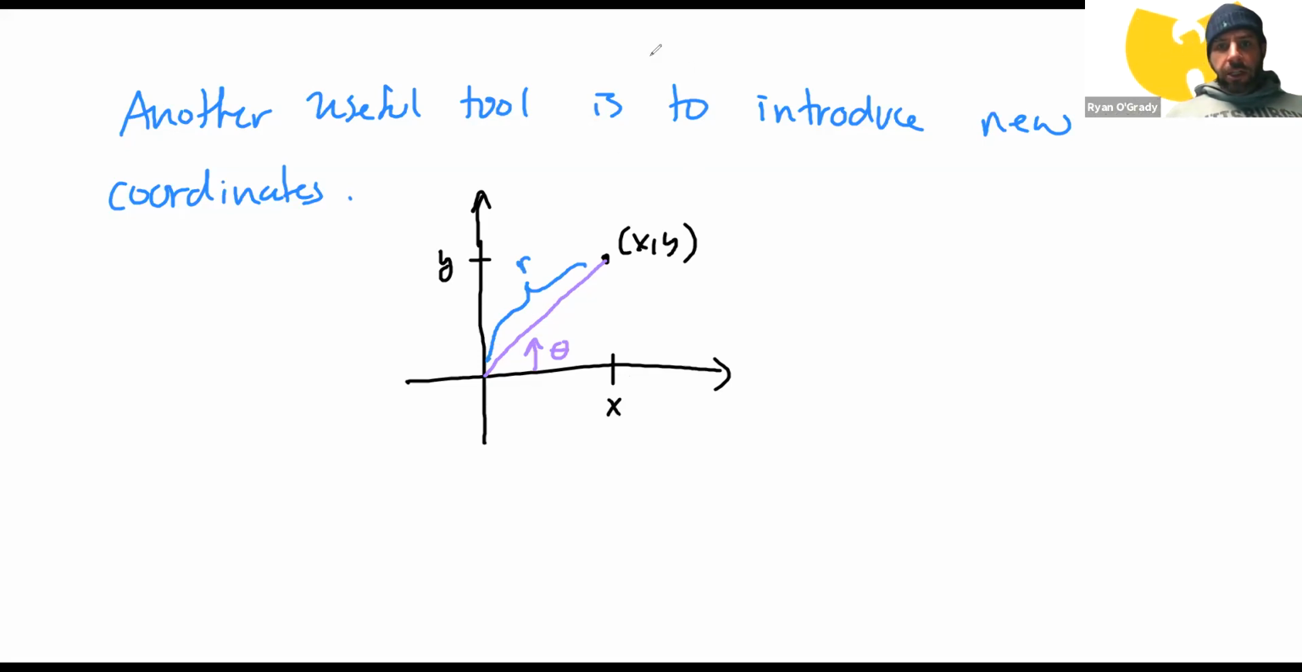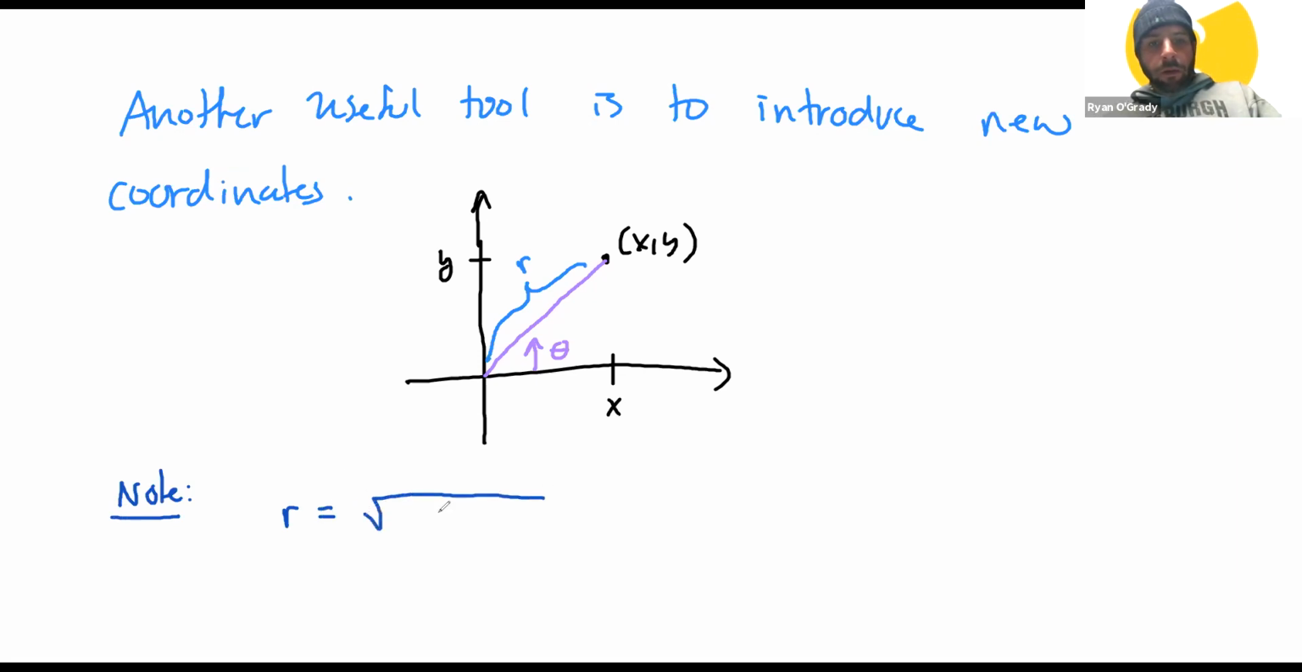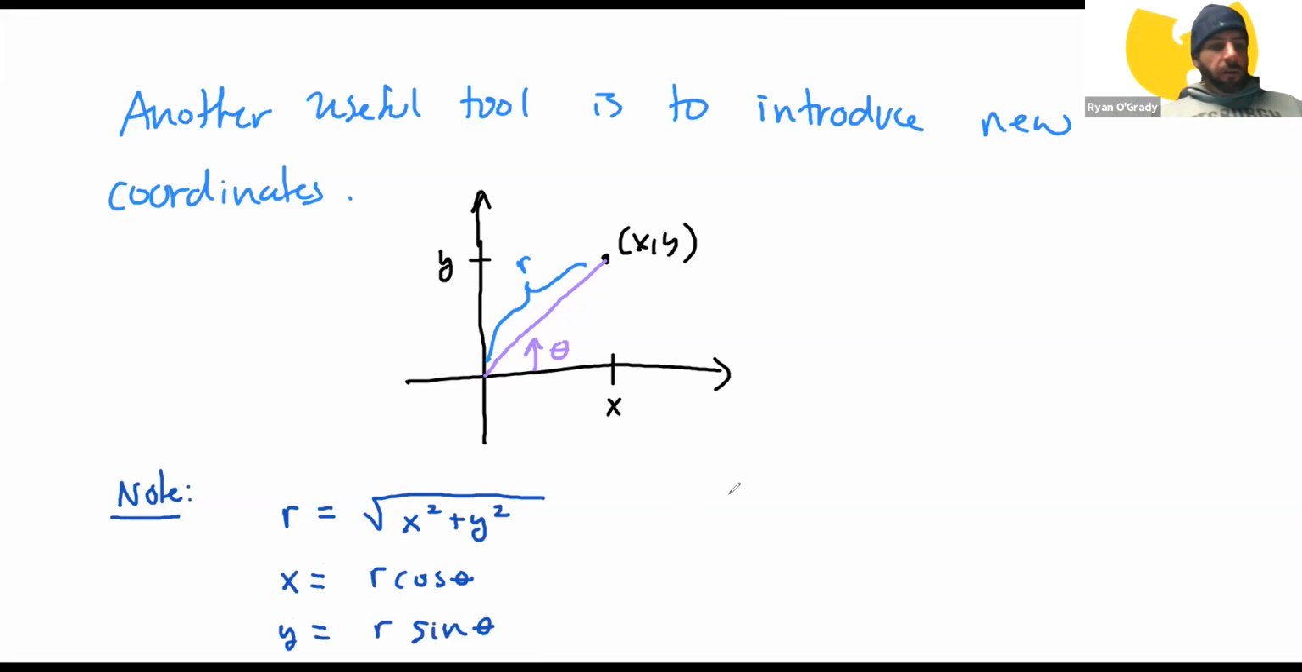So there's a connection between r, theta, and x and y, and this dates back to elementary trigonometry. Note, r is equal to the square root of x squared plus y squared. That is the Pythagorean theorem. Another thing to note is that x is equal to r times the cosine of theta, and y is equal to r times the sine of theta. These are basic fundamental definitions in geometry and trigonometry.